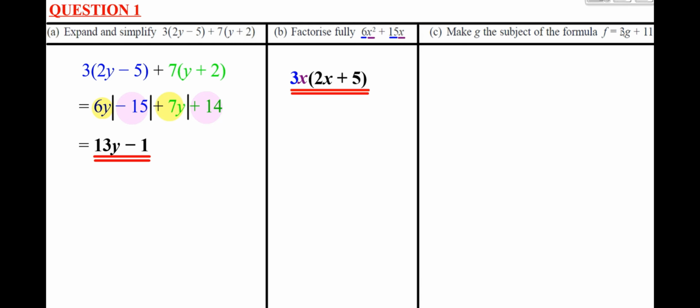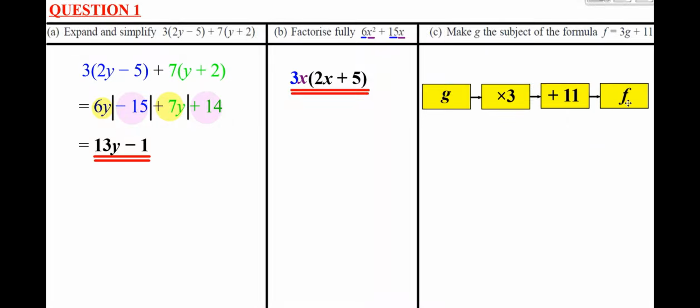What we can do here, because it's a linear equation, no squares or cubes or square roots, and it's just talking about 3g, I can start with g on its own, and then consider what's happening to g with each step. Well, the first thing that g encounters is this 3, so g gets multiplied by 3 first of all. After being multiplied by 3, we add 11. That gives us 3g plus 11, and that of course is equal to f. And so the end result of that is it equals f.